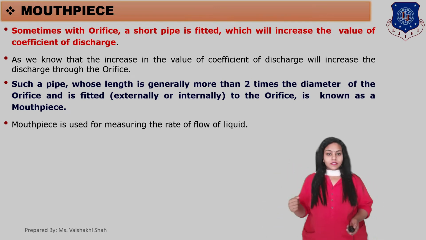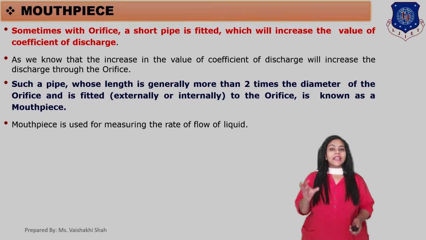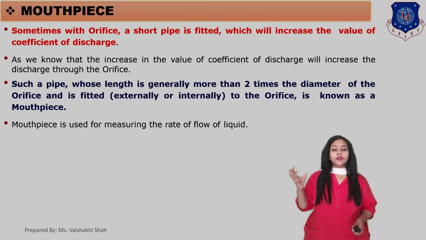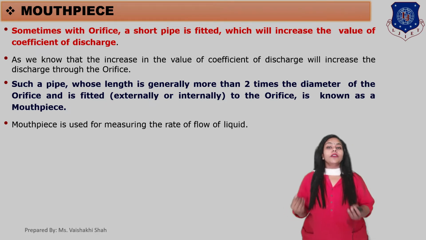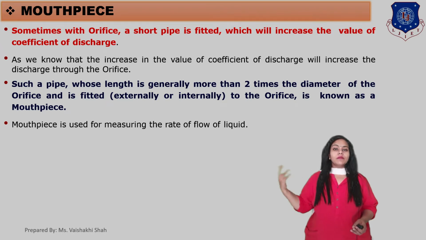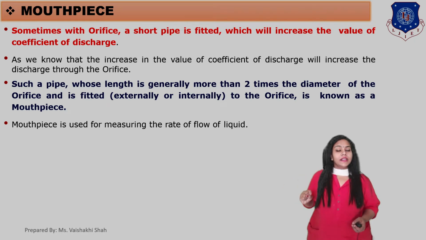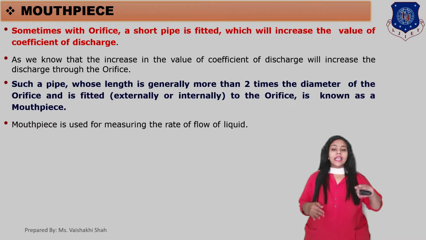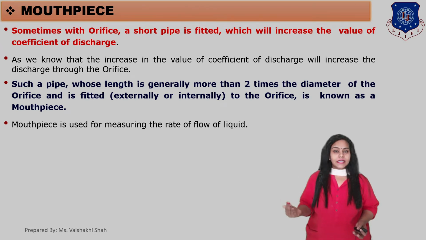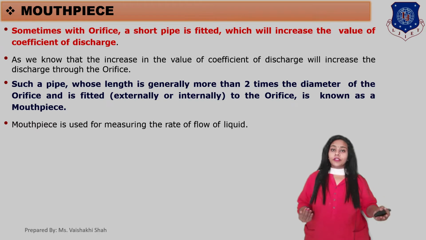Sometimes with an orifice, which is an opening provided in a water tank, a short pipe is fitted with that opening, which increases the value of the coefficient of discharge. If you see somewhere, with the opening some short length pipes are provided, and the intention for providing that pipe is to increase the coefficient of discharge. Now we know that an increase in the value of the coefficient of discharge will increase the discharge through the orifice. If the coefficient of discharge increases, then the discharge from the orifice also increases.